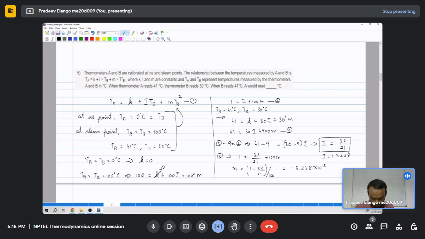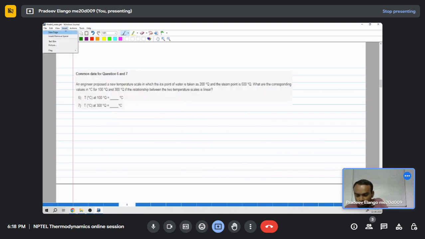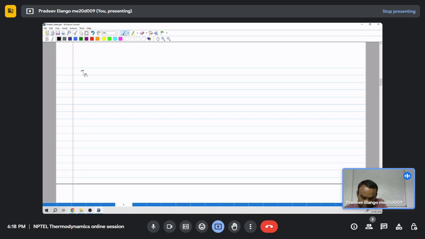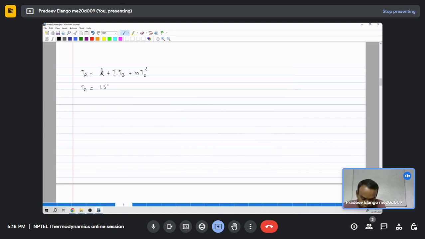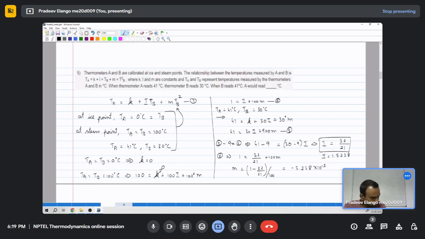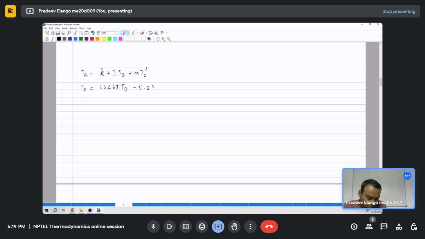Now I can write this equation. So we had TA is equal to K plus I into TB plus M into TB square. K is 0, so I is 1.5238. So TA is 1.5238 TB minus 5.238 into 10 power minus 3 TB square.